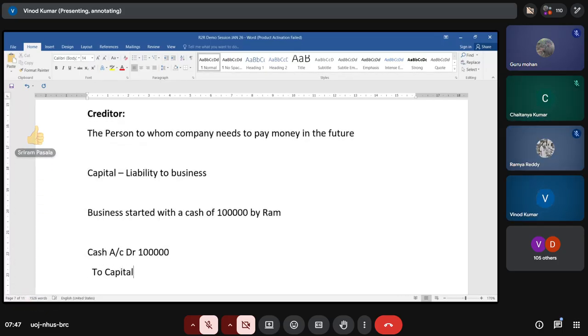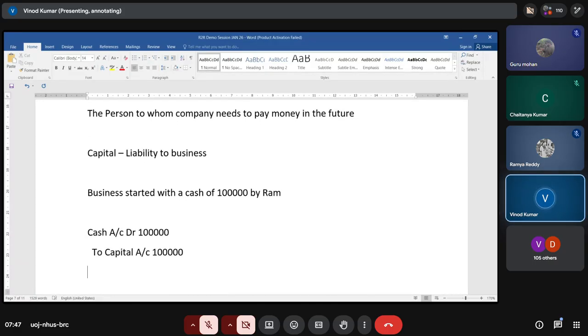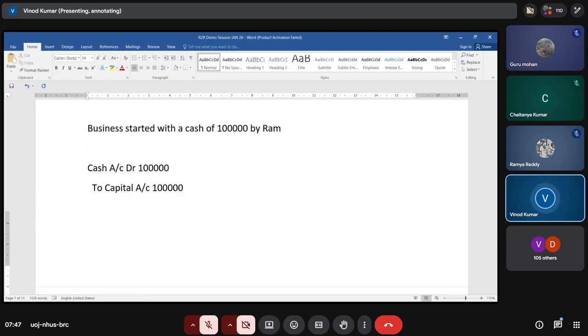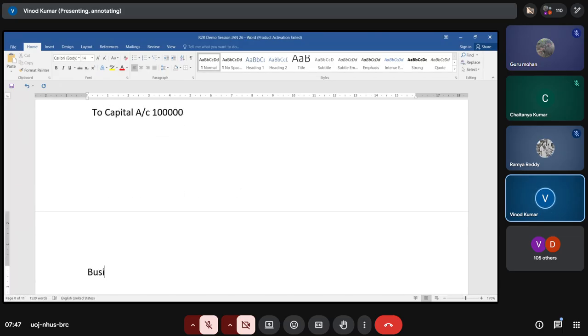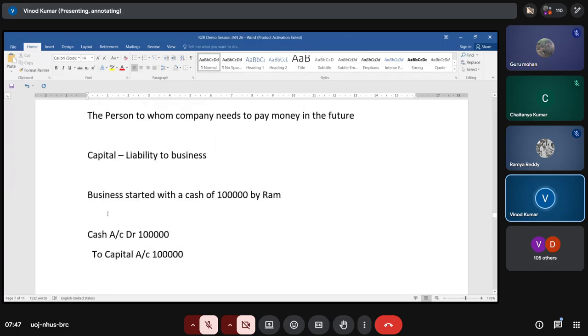Capital account. So why are we not recording the Ram account? Ram is the owner, right? He's paying the money to us, right? We need to record Ram, right? We are not recording. So as per the business entity concept, the owner is to be treated as separate, and the business is to be treated as separate. So that's the reason.